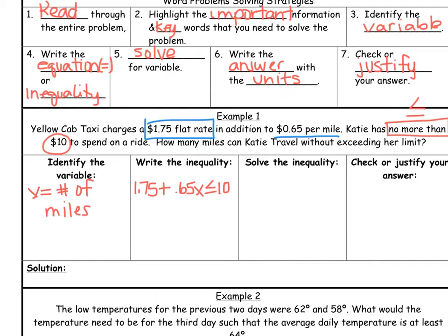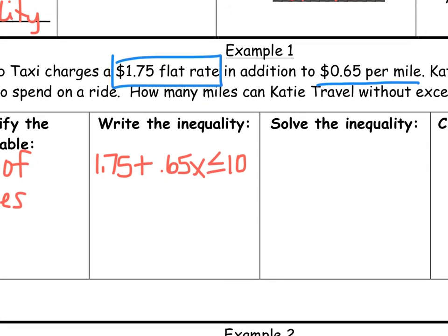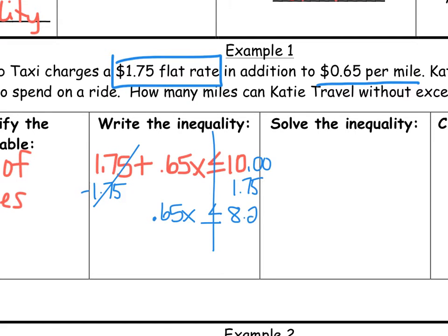Then we're going to solve the inequality just like we solve an equation. Here you can either clear the decimal or work with the decimal. I'm going to leave the decimal as is. I'm going to subtract $1.75 from each side. Remember, that's from 10.00. I get 0.65, or 65 hundredths, x is less than or equal to $8.25. Divide by 65 cents. And you get x is less than or equal to 12.69.